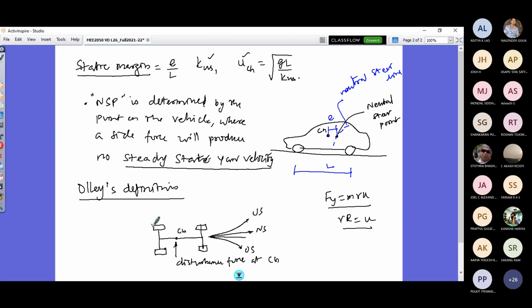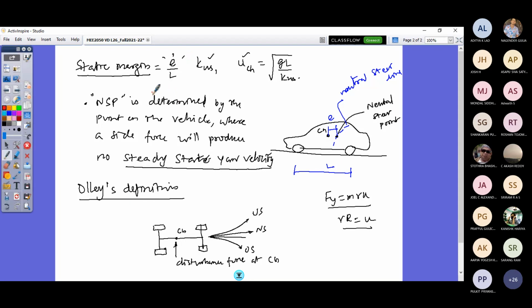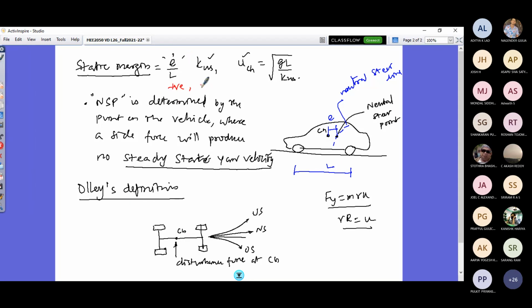So how do you represent this through Olley's definition? You see that the static margin what we had here can be positive, can be negative, or can be zero. So what do you mean by positive, negative, zero? The static margin is positive in this case what I have drawn. When your neutral steer point lies behind the CG location, you would have a positive static margin E by L value, and then the vehicle would behave as an understeered vehicle. So your vehicle would go in this path.